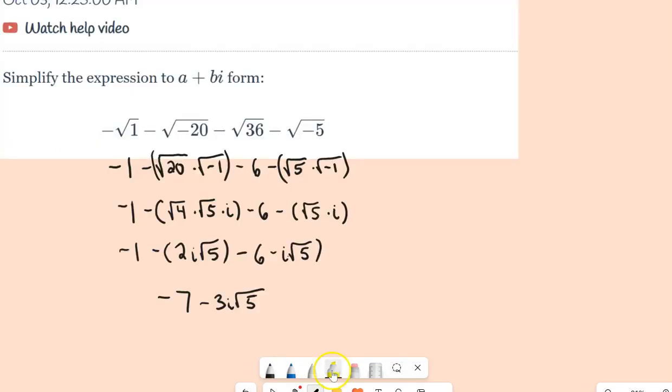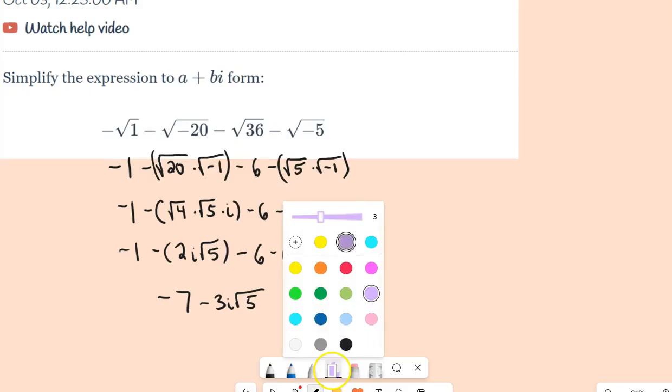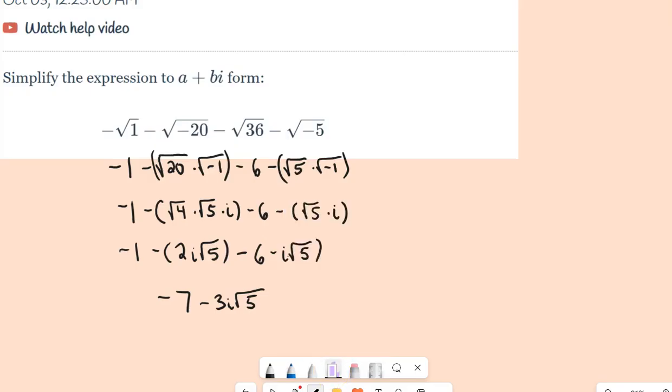All right, so if you did this correctly, this is what you'll have. Negative 7 minus 3i times root 5. Again, as soon as you see those negative or square root of negative 1, just always replace that with the i.